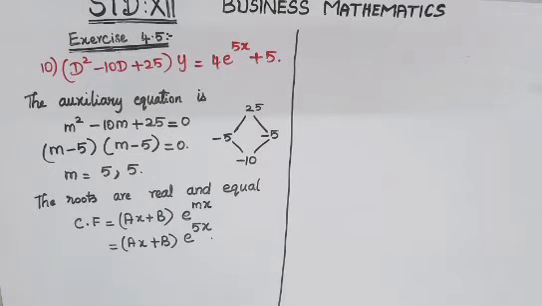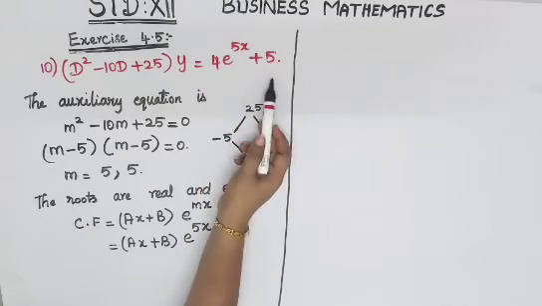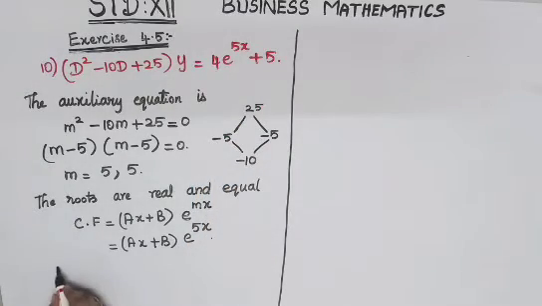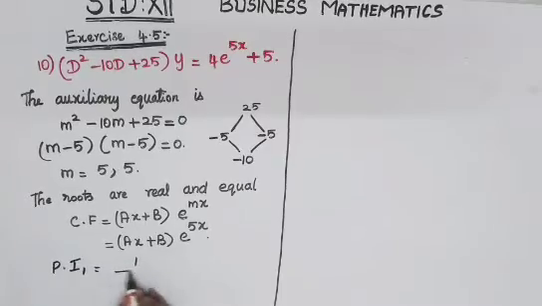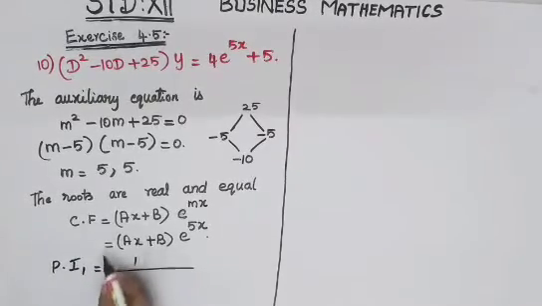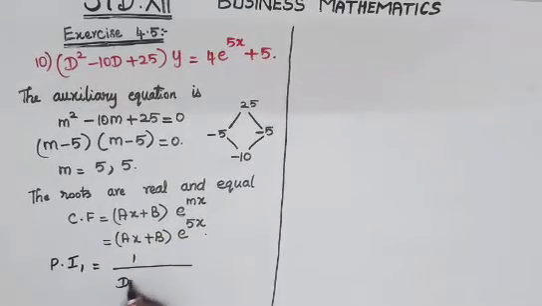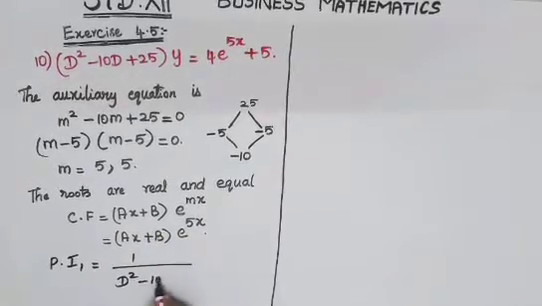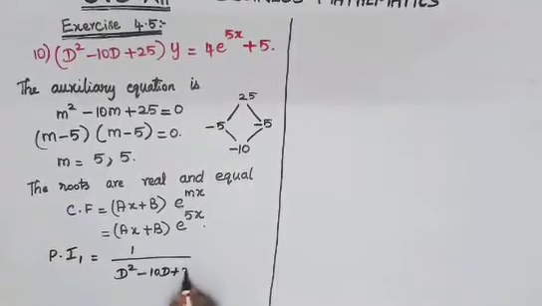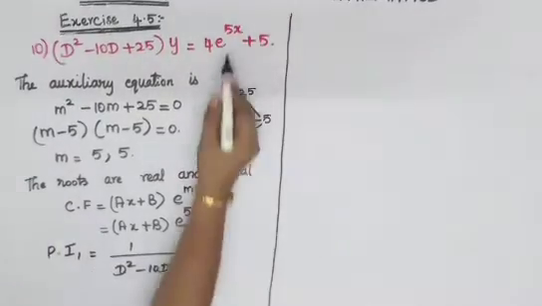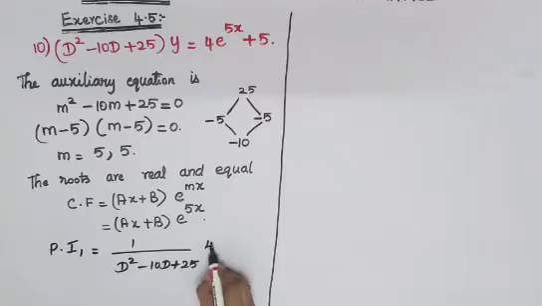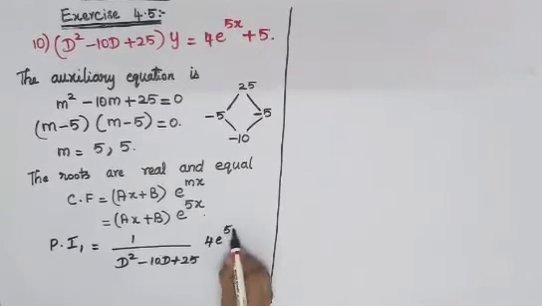So next we will have to find the particular integral. Here two terms are given, so PI1 and PI2 you will have to find. Okay, so first we will go with particular integral 1, that is your first term. PI1 is equal to 1 divided by, just write your question as it is, leaving out your y. So I will get it as D square minus 10D plus 25 into this first part, 4 e power 5x.